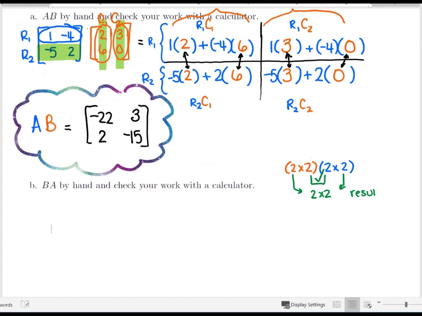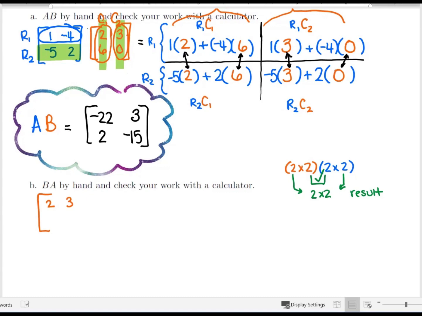This will not always happen. And if you keep up with the matrix multiplication videos, you're going to find out this definitely does not always happen. But we do get to multiply B times A. So I'm going to go ahead and write that with my color coding.